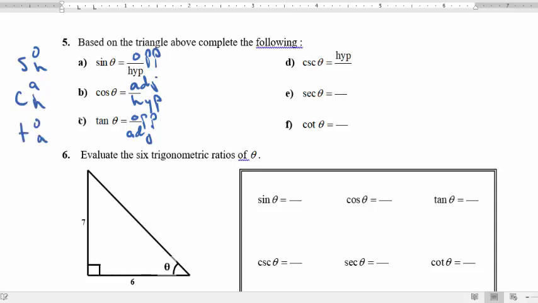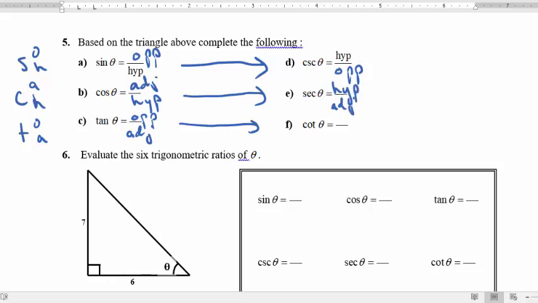And then the other ones, the cosecant, the secant, and the cotangent, these end up just being the reciprocals of the sine, cosine, and tangent respectively. So the cosecant is the reciprocal of the sine, so that's going to be hypotenuse over opposite. The secant is the reciprocal of the cosine, so that's going to be hypotenuse over adjacent, and the cotangent is the reciprocal of the tangent, so that's going to be adjacent over opposite.